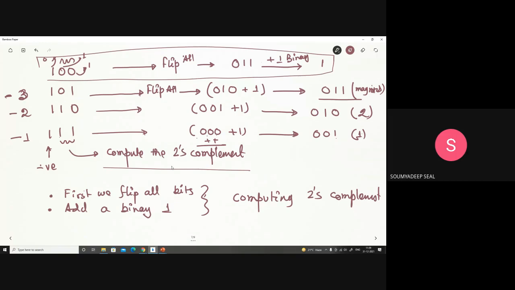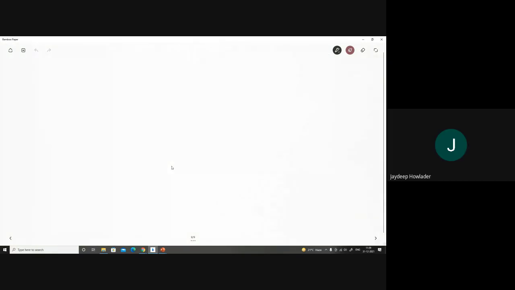Okay, sir. Thank you. So what are the values we have already mapped? We have already mapped the value 0, which looks like 0 0 0. Then positive 1 looks like 0 0 1. Then 2 and 3 look something like this. So all these are positive.